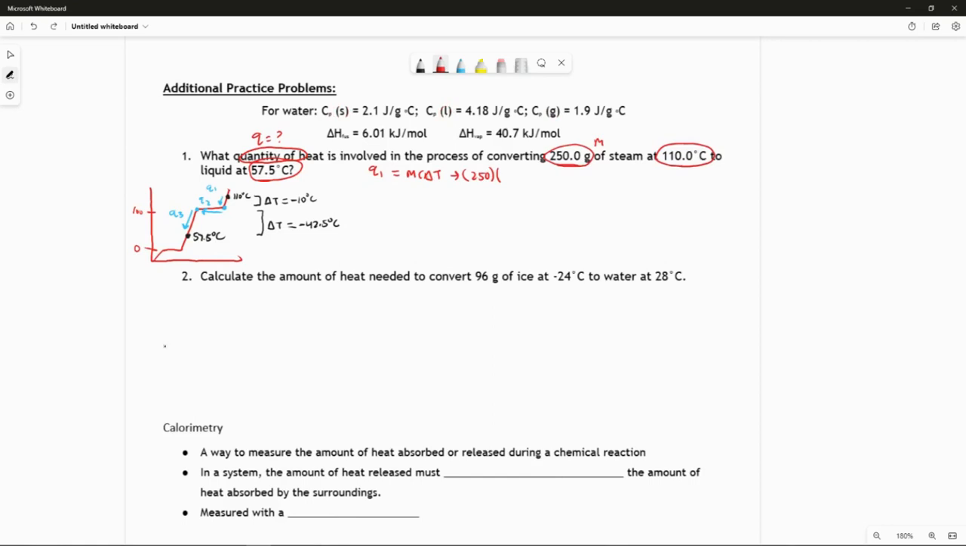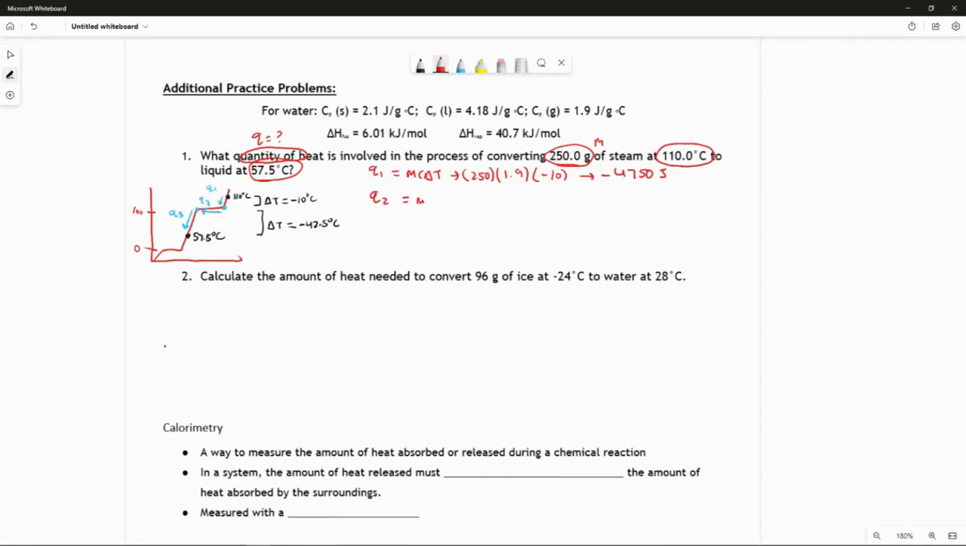What is the liquid at right now? It's at steam, which is a gas. That means we have to use this number for gas, 1.9 joules per gram times degrees Celsius. And then we calculated delta T was negative 10 degrees Celsius. You can simply multiply all that out, and it should give you negative 4,750 joules.